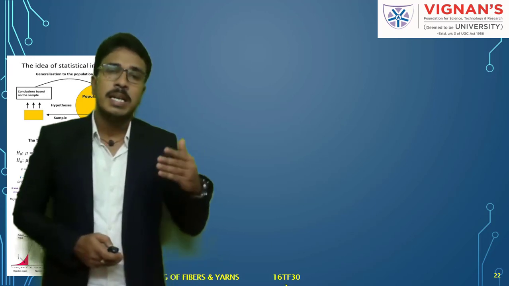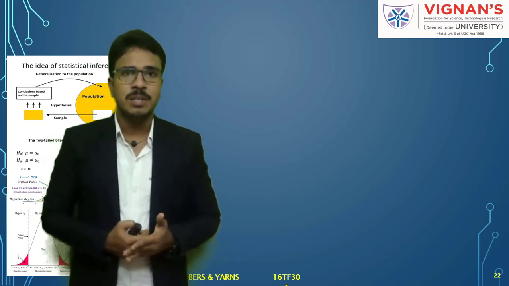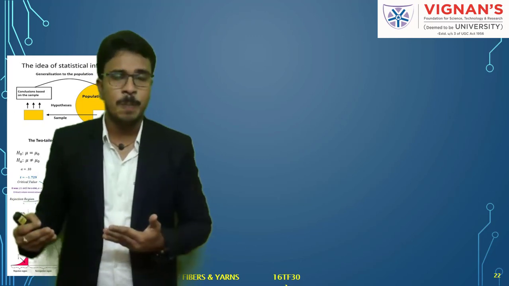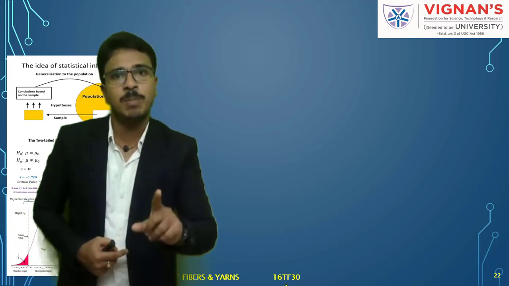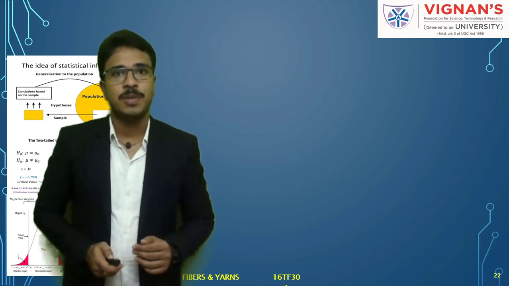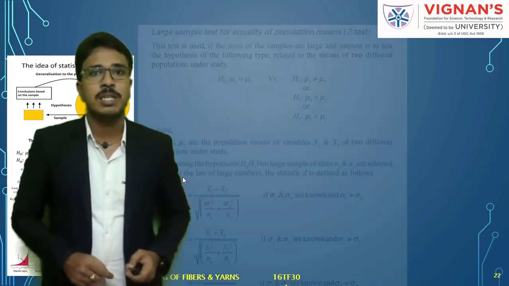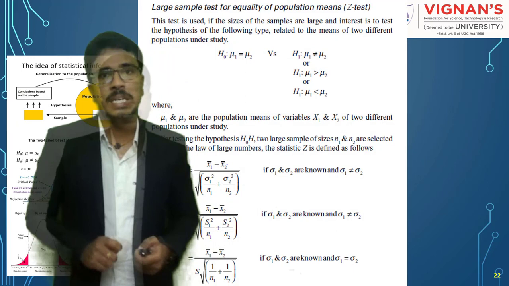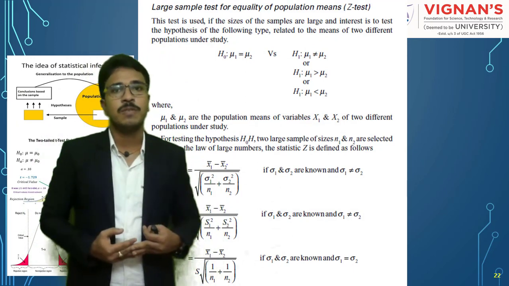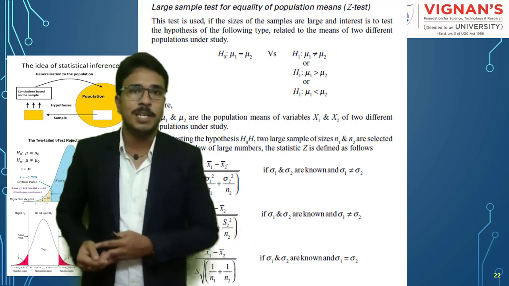In the beginning of the Z test itself, I told you there are two criteria for testing the hypothesis where the sample size is large. The first criterion is where only one population is there, and the second is where two populations are there. The first criterion we have discussed in detail. Now we are going to discuss the second criterion, where two populations are given and our interest is to find out the means of the two populations.